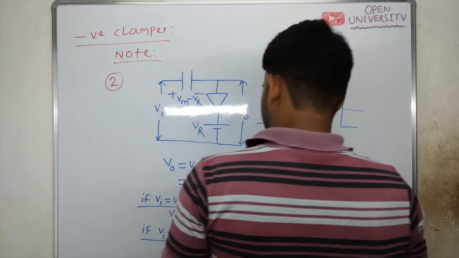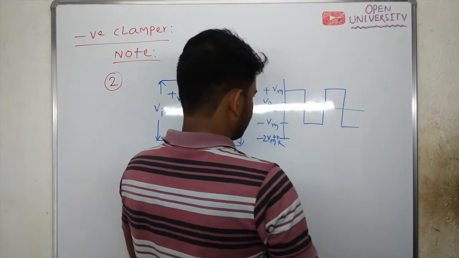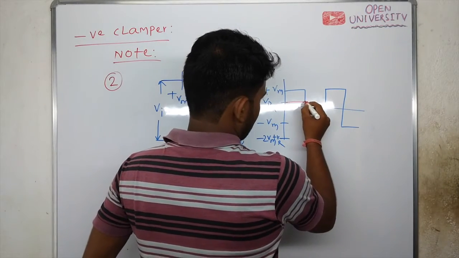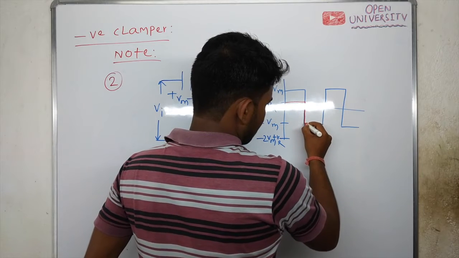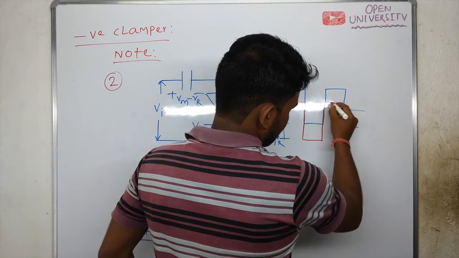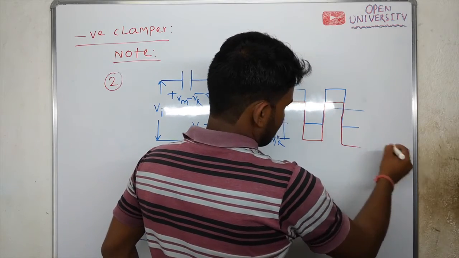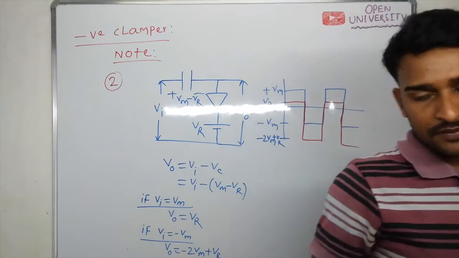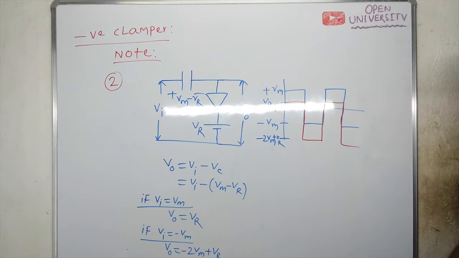When Vi is plus Vm, Vo equals Vr, and when Vi is minus Vm, Vo equals minus 2Vm plus Vr. This is the output waveform.